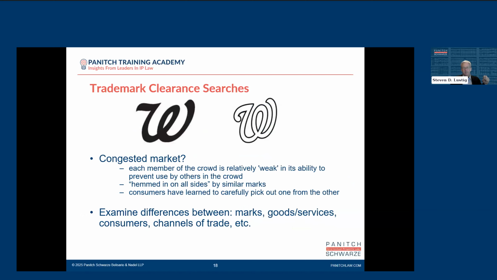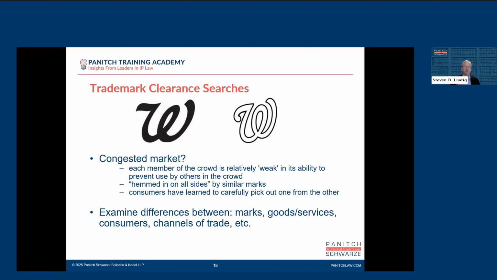Next slide, please. Thanks. One of the things that comes up when you're doing these clearance searches is, is there a congested market? A congested market is one where, let's say you have the letter W. There are a billion W's out there. I don't know if any of you are baseball fans, but I presented two trademarks. For those of you with a trained eye, the trademark on the right is the Washington Nationals logo. The trademark on the left is the Walgreens logo. Obviously, the two are very, very similar, and they cover some similar stuff. Both the Washington Nationals and Walgreens sell, for example, food at retail, or they sell clothing products at retail.